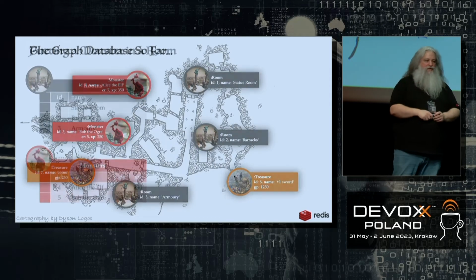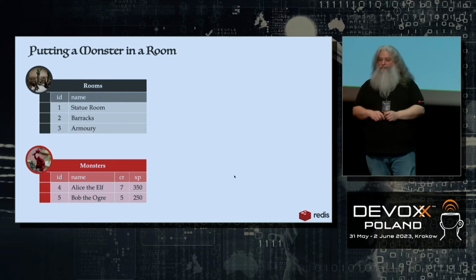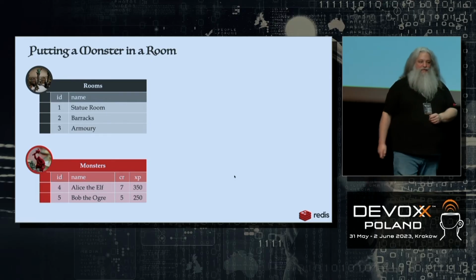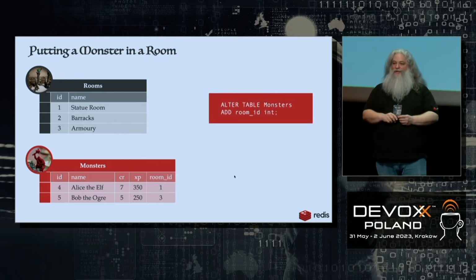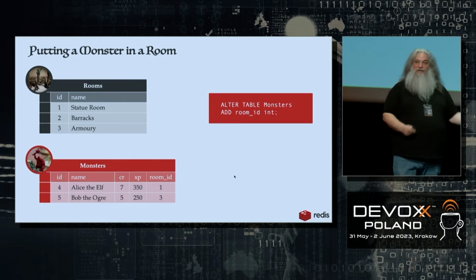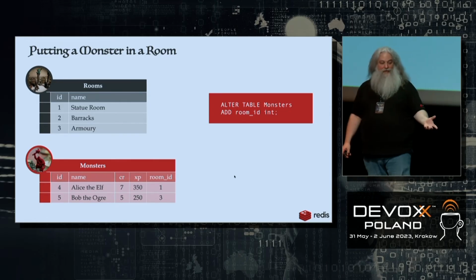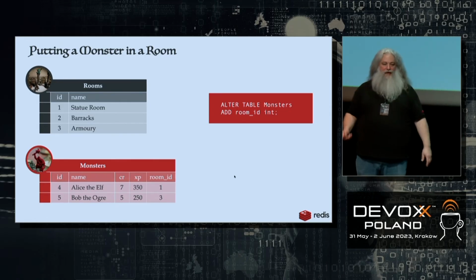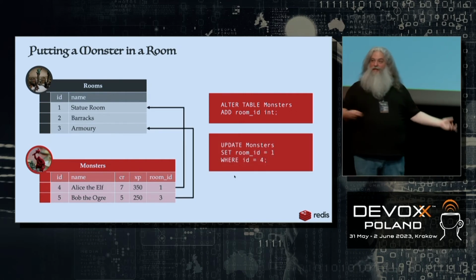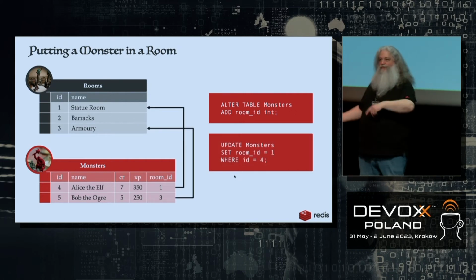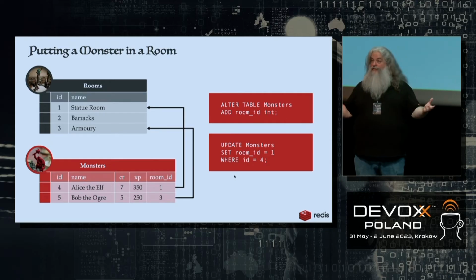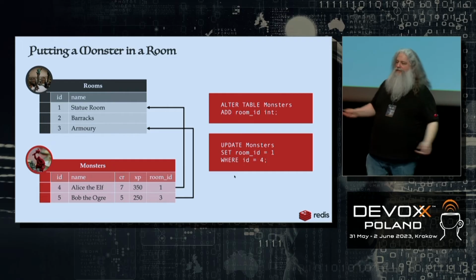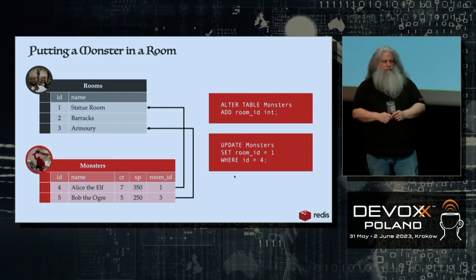How do I put a monster in a room? Well, to do that with a relational database, the first thing you've got to do is you've got to alter your table. So you've got to add a foreign key to your monster table, so that it has the room ID in it. And then you need to update that table to set the room to what room that monster is now in. And as the monster moves around, you would constantly be issuing updates.